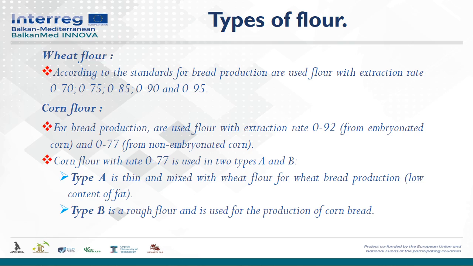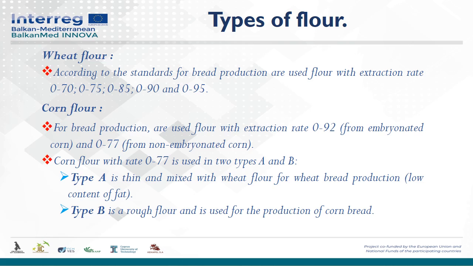The second type of flour which is used in bread production is corn flour, and in this case just two values of the extraction rate are used: 92% or 0.92, which is obtained from embryonic corn, and 77%, which is taken from non-embryonic corn.